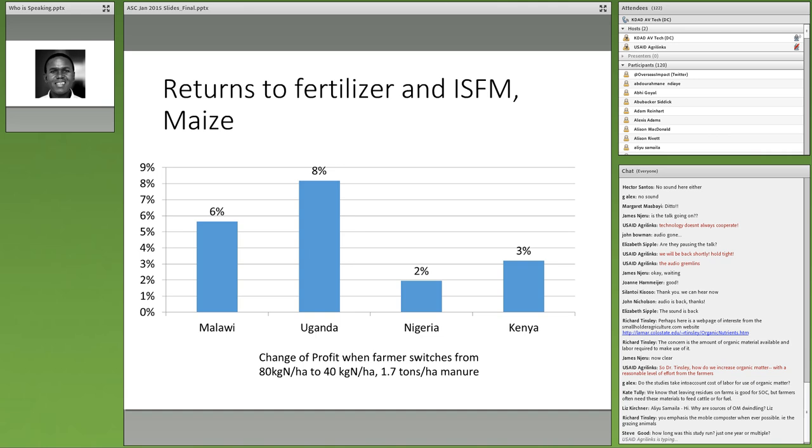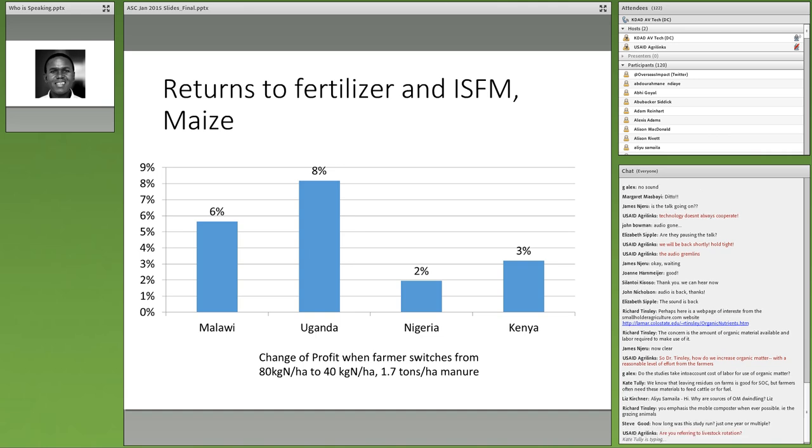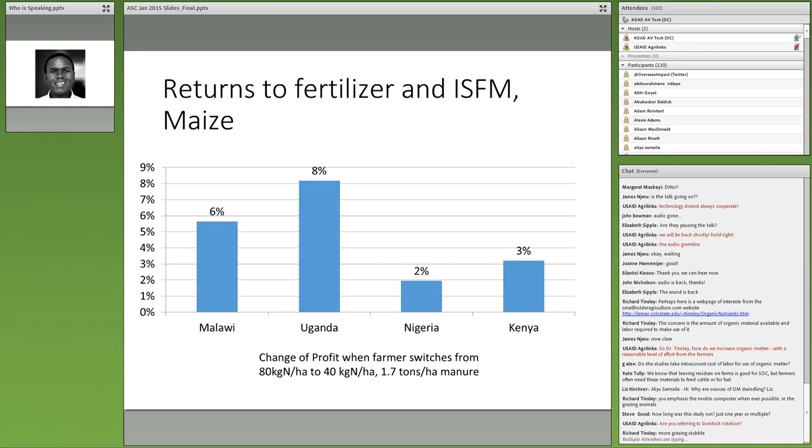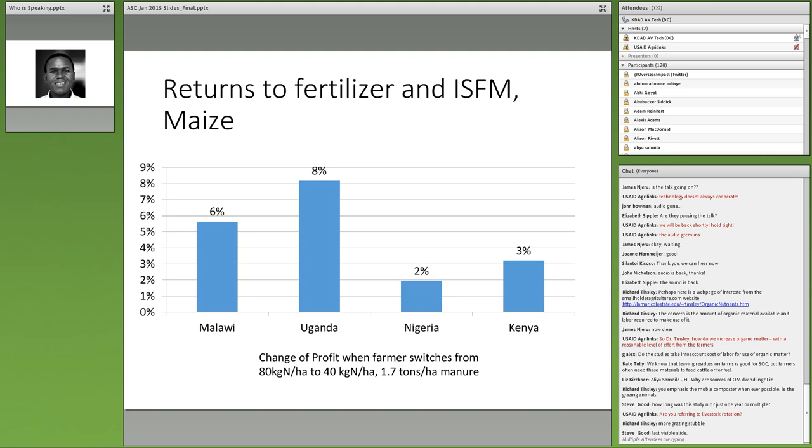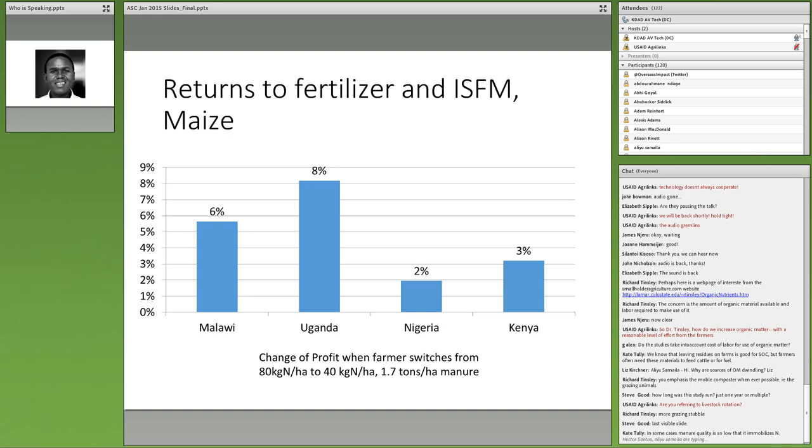In all cases, in all countries, combining manure and inorganic fertilizer at half the recommended rate is more profitable than only applying the recommended rate of 80 kilograms of nitrogen without putting manure. This is very good. And this is not even taking into account the benefit of the reduction of the yield variance. Again, this is very good, telling us that with ISFM, we can reduce the amount of fertilizer by half.